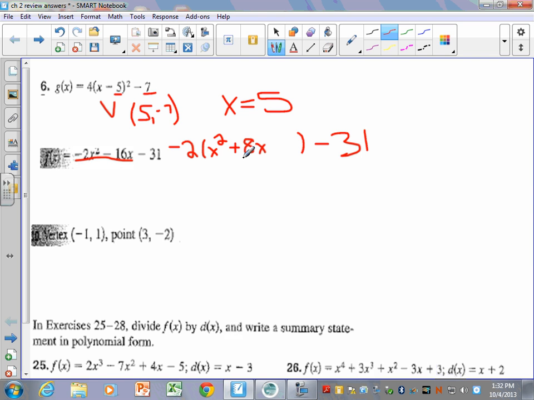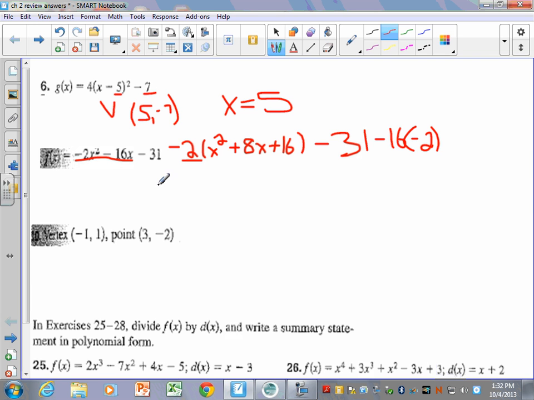And then we complete the square. Half of 8 is 4, and 4 squared is 16. So we add 16 here. And remember, if we add it on the inside, then we subtract it on the outside. But don't forget, you have to multiply by that number in front also. So you're actually subtracting 16 times -2, which is adding 32.